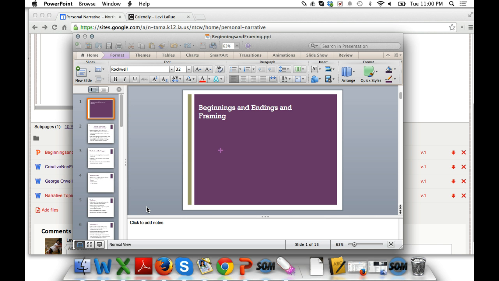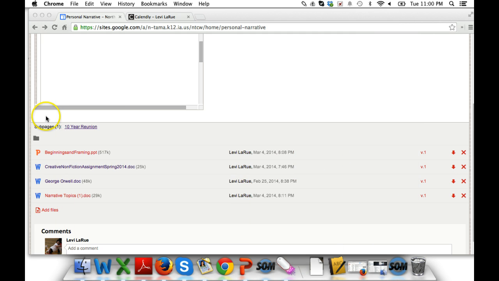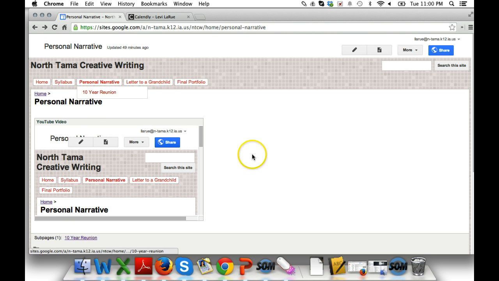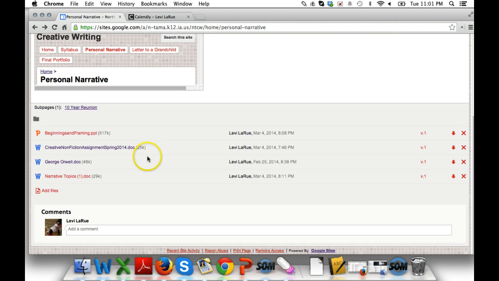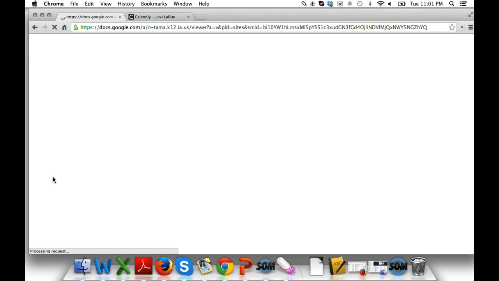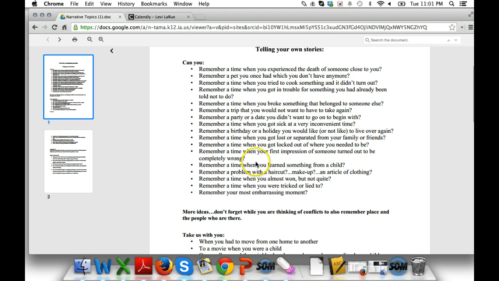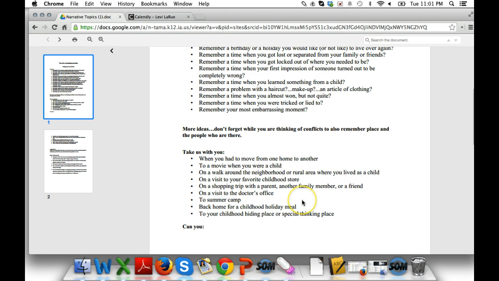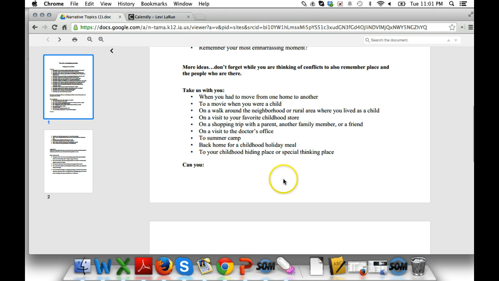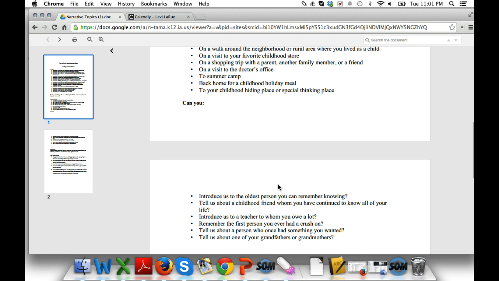If you're having trouble coming up with something, go back to the website on the personal narrative, like we have been. There's narrative topics right here. These could be some things that just kind of get your creative juices flowing. There's some very specific ones here. Remember to think about the conflicts, the people who are involved, and the places that they're at. That way you can do dialogue. That way you can do imagery and all that kind of stuff.